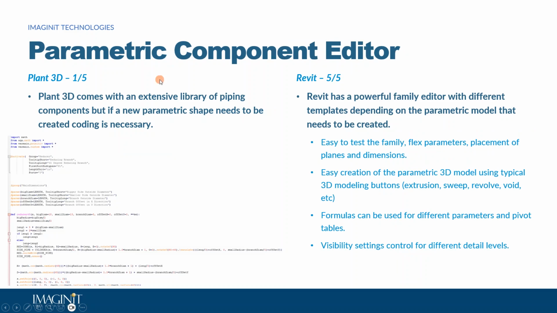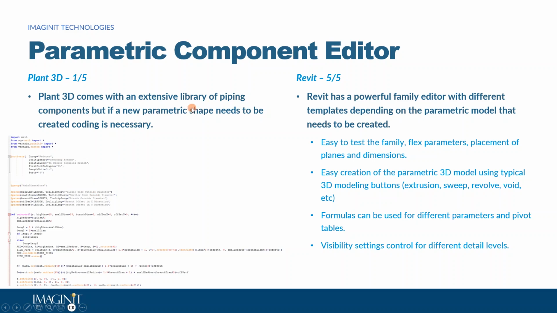Parametric component editor. Plant 3D got a 1 out of 5. As Javier mentioned before, Plant 3D comes with a very extensive library of generic models. But if you need to create a generic model that is not in the library, and there is a lot, but if a new parametric shape needs to be created, coding is necessary. So here, you just have the code for creating, in this case, a reducer.